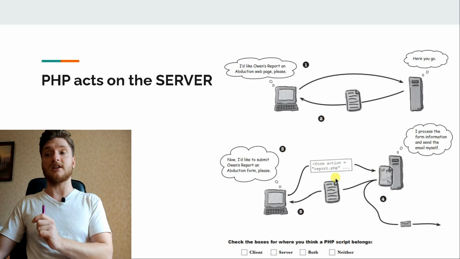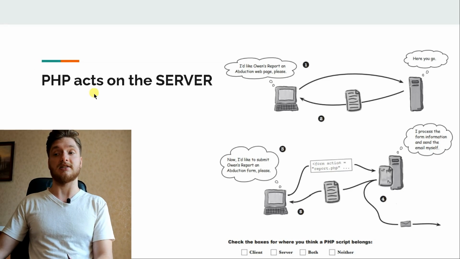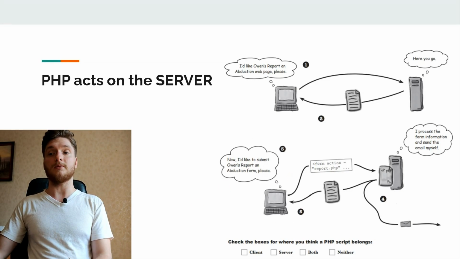The PHP script generates an HTML confirmation page and mails the form data to Owen. 5. The server sends an HTML confirmation to the browser. Owen is guaranteed to get a nicely formatted mail.